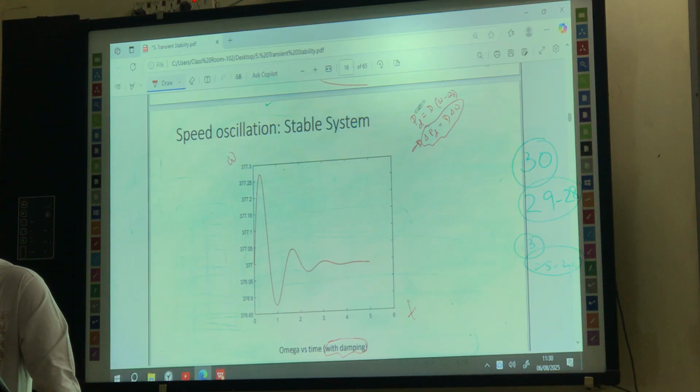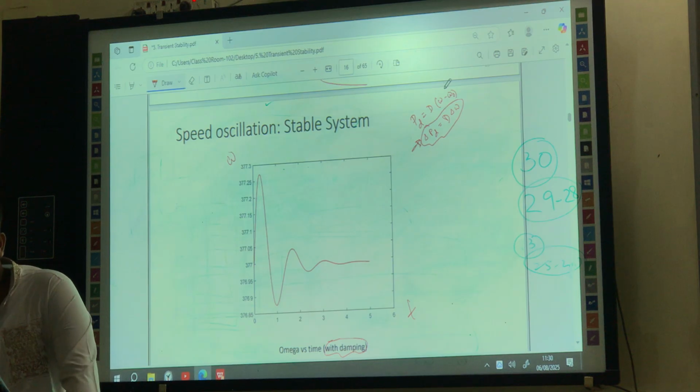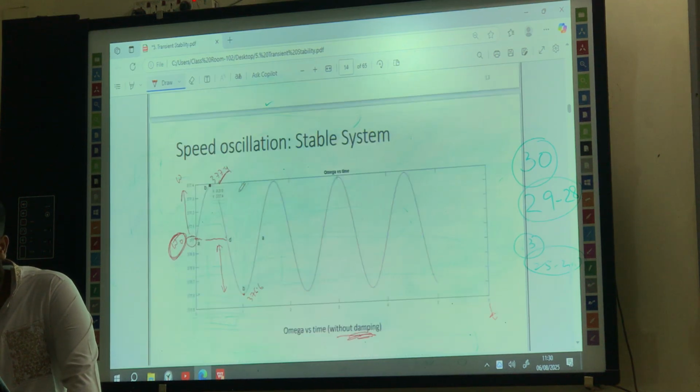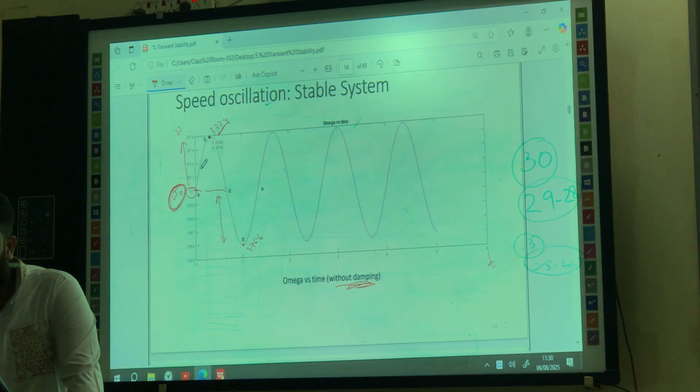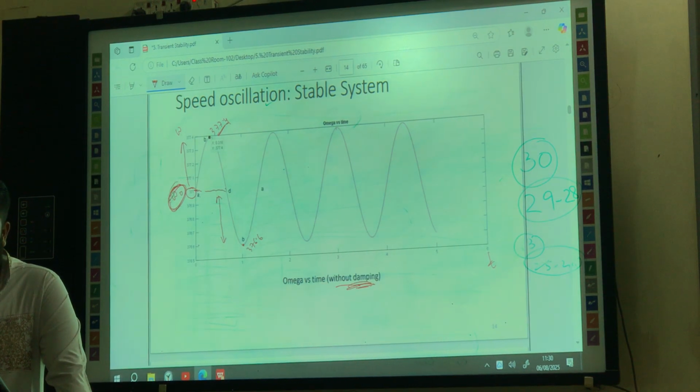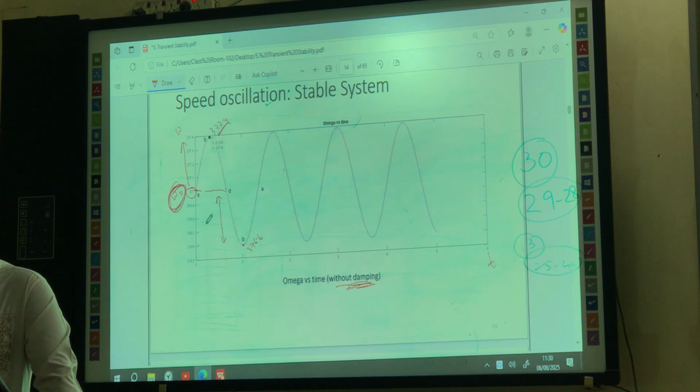So in summary, this damping will try to reduce this gap, omega minus omega naught. It will try to reduce this gap. Okay. That means in this case it is always oscillating, right? It is marginally stable. But whenever there is damping, this damping power, proportional to omega minus omega naught, will try to reduce this gap over the cycle. Okay? Have you understood this thing?